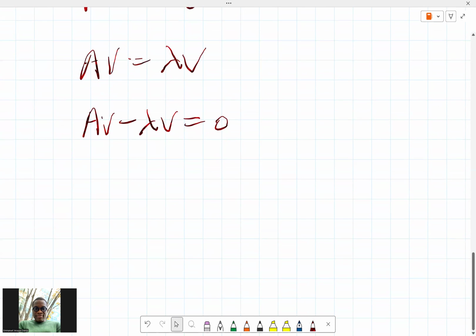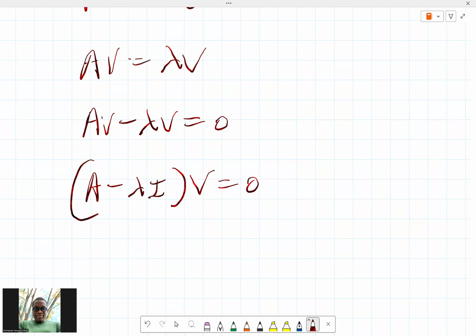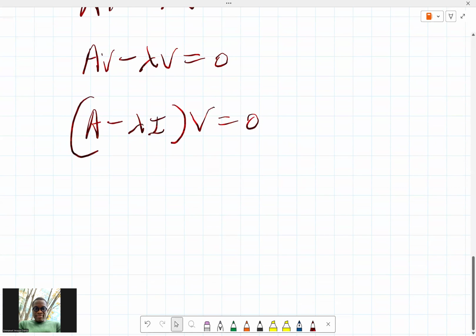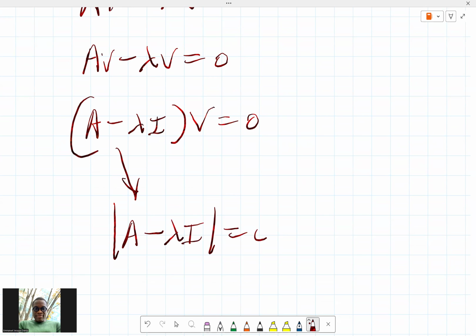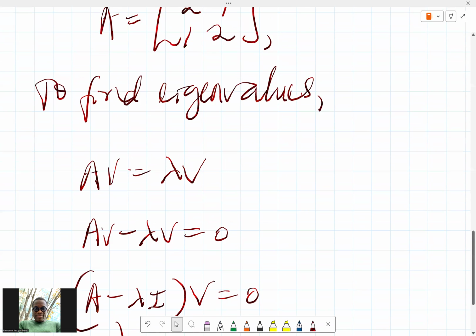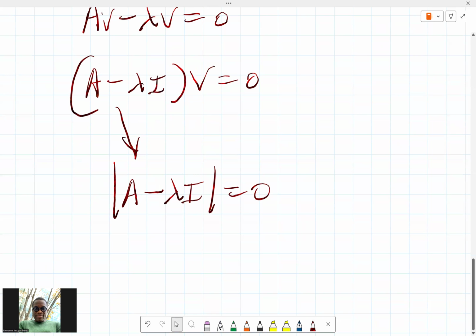If you factorize V, which is common to both, we have A minus lambda, since we are dealing with matrices now, A minus lambda I, where I is the unit matrix. So that's A minus lambda I times V equals 0. Since V is the eigenvector, we can extract this, and then we have that the determinant of A minus lambda I is equal to 0. So with this, we can find the eigenvalues, okay? To find the eigenvalues, we just take the determinant of this part and equate to 0.